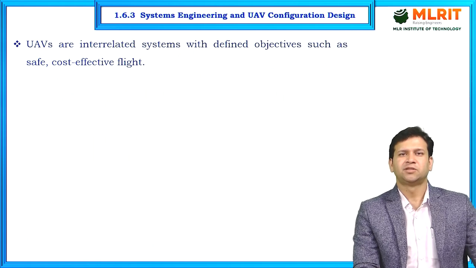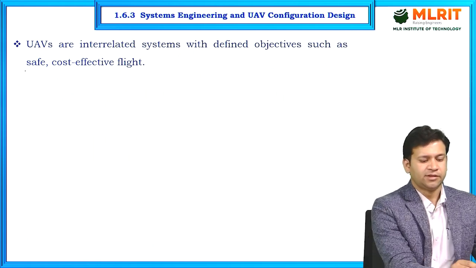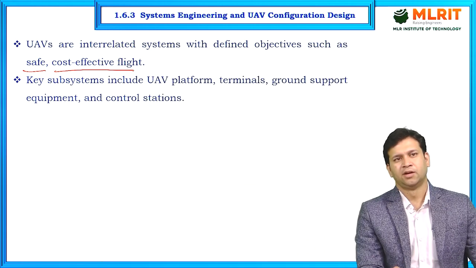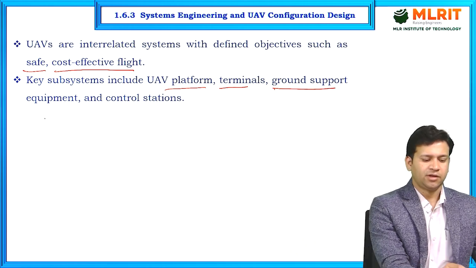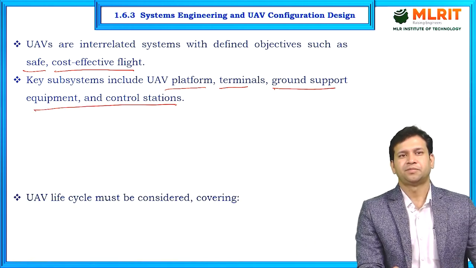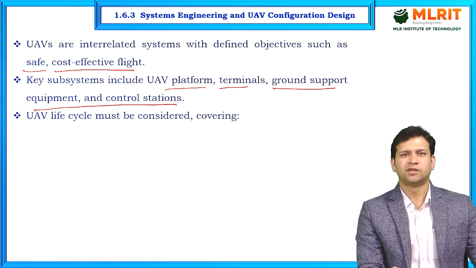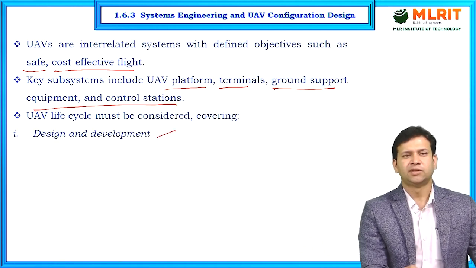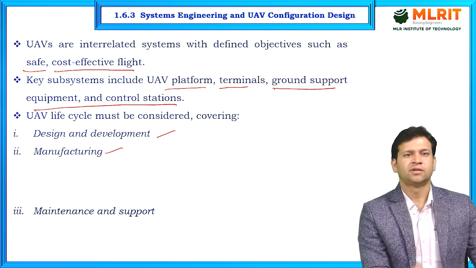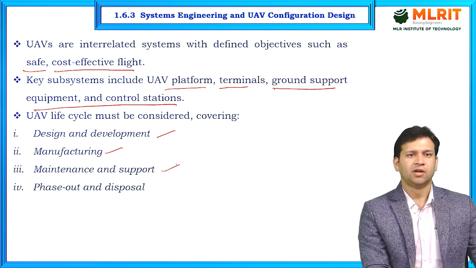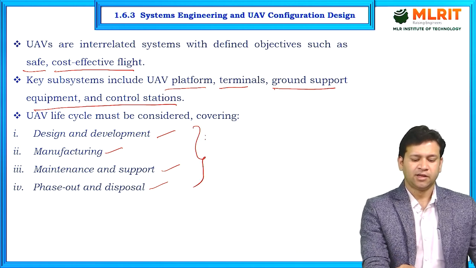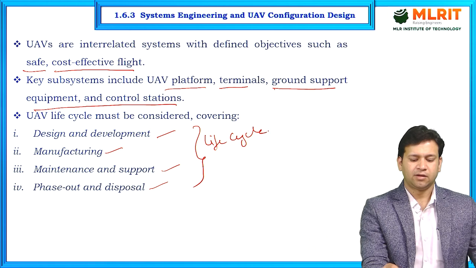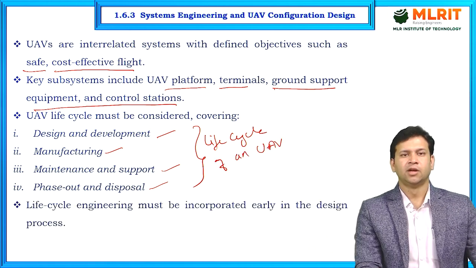In conceptual and preliminary design phases, subsystems must be defined and analyzed. UAVs are interrelated systems with defined objectives such as safety, cost-effective flight. Key subsystems include UAV platforms, terminals, ground support equipment, and control stations. UAV life cycle must be considered covering design and development, manufacturing, maintenance and support, phase out and disposal. These are the areas which have to be considered, and this is the life cycle of a UAV. Life cycle engineering must be incorporated early in the design process.